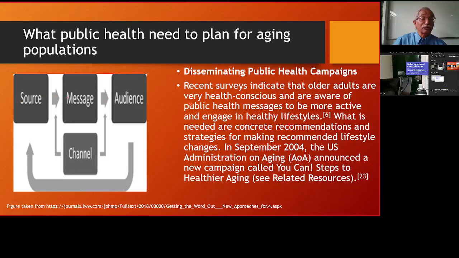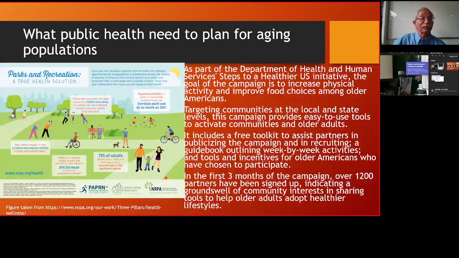So there is a source, message, audience, and channel. So this is how the communication has to be disseminated. The public health campaigns have to continuously reach the aging population also, so they should know what the facilities are for them. Otherwise, you stay in the bank and you lose money. So that doesn't happen, educating them to maintain their money is also a very important thing.